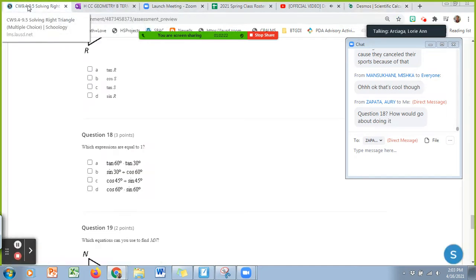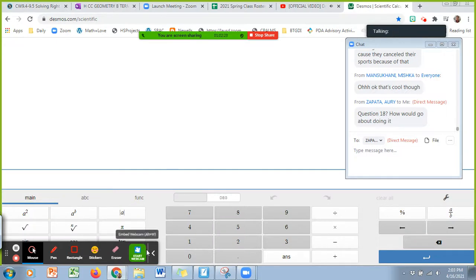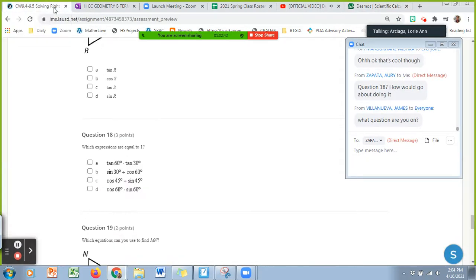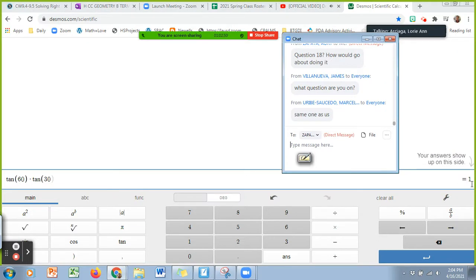So let's say for the first example, tan 60 times tan 30. So we go tan 60 times, oh, I have to close that in parentheses, times tan 30. And then see that the answer here is equal to 1. There you go. So use your calculator if you have your calculator. If not, use this decimals link right here.